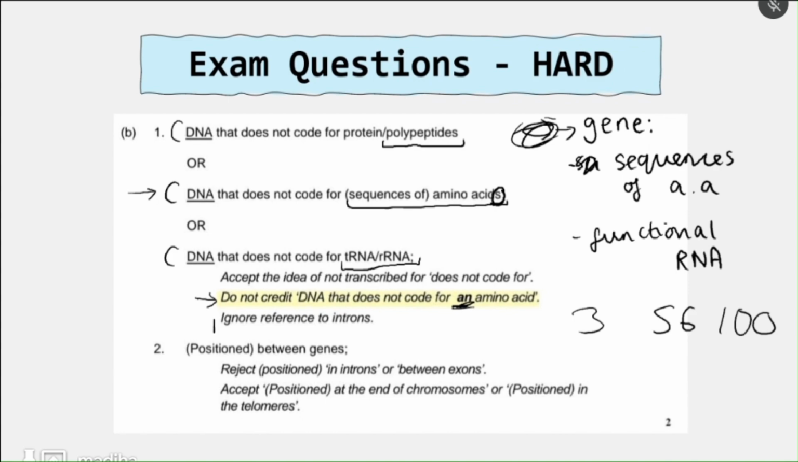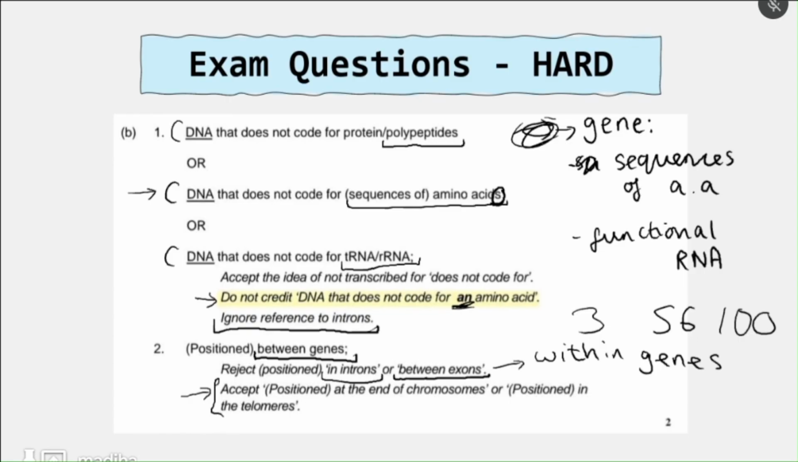And again here it's saying ignore references to introns. Why? Because introns are within a gene, and this is talking about things between genes. So don't say in introns or between exons. These are all within a gene, and we want to know what's in between the genes. You could also say something like this. I would never have gotten this, but if you've gotten this, then well done. It's a really specific mark scheme, so make sure that you know your plurals and your singulars. Okay, any questions about that before I move on?